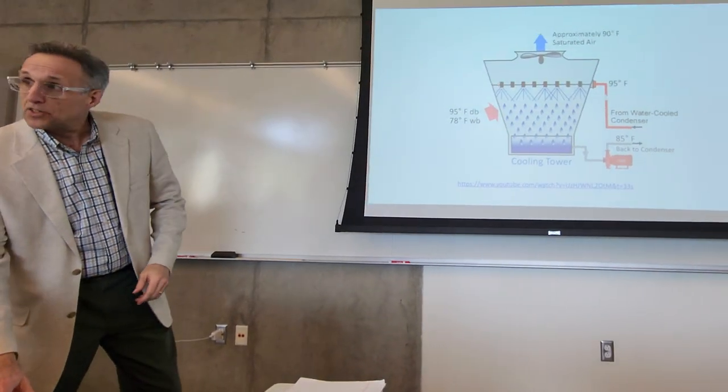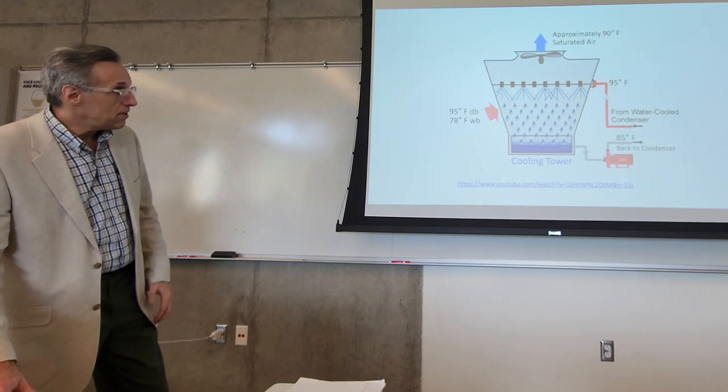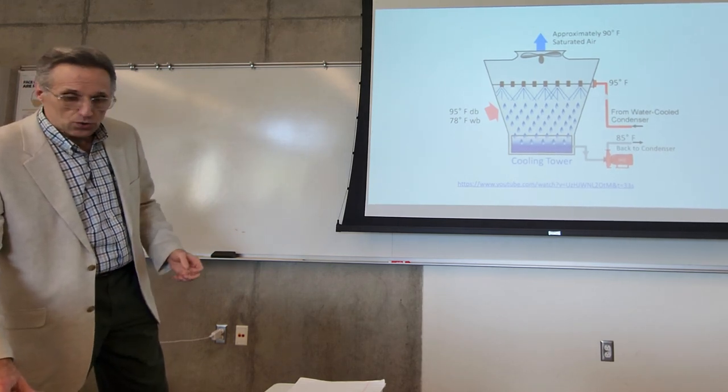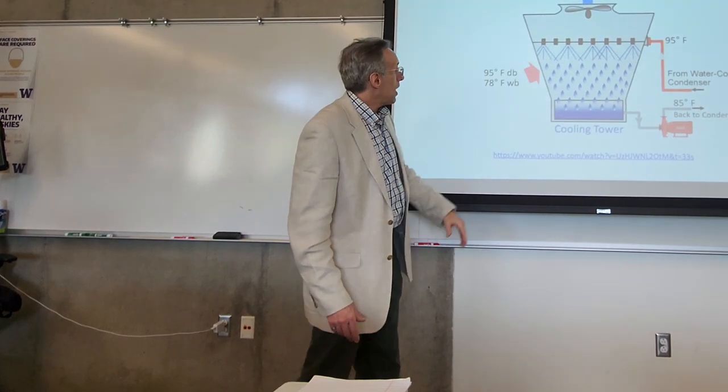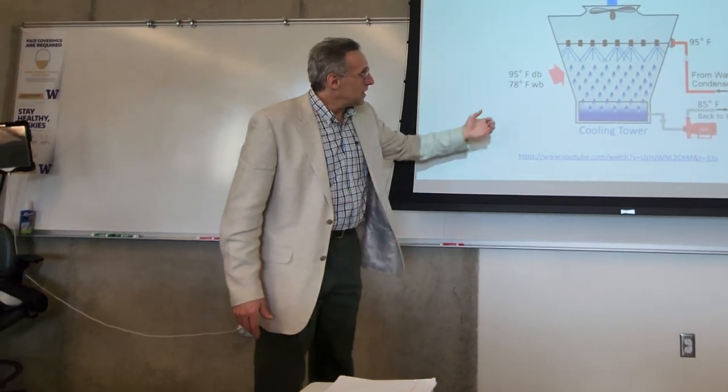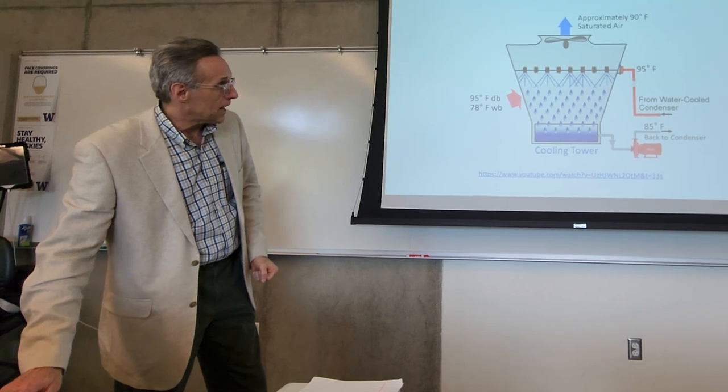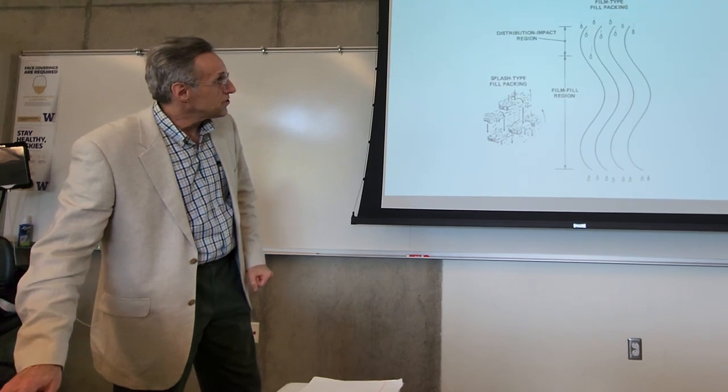And the delta T is typically 10 degrees, maybe 15 degrees. 10 degrees is the normal design delta T for an HVAC cooling tower, which means we come in at 95 degrees from the condenser and we go back to the condenser at 85 degrees.